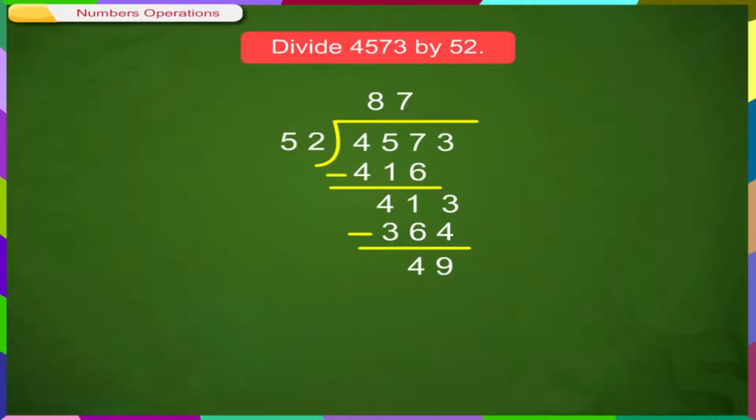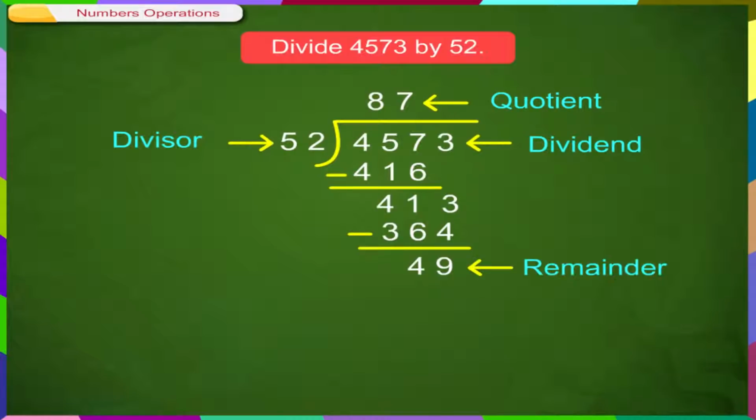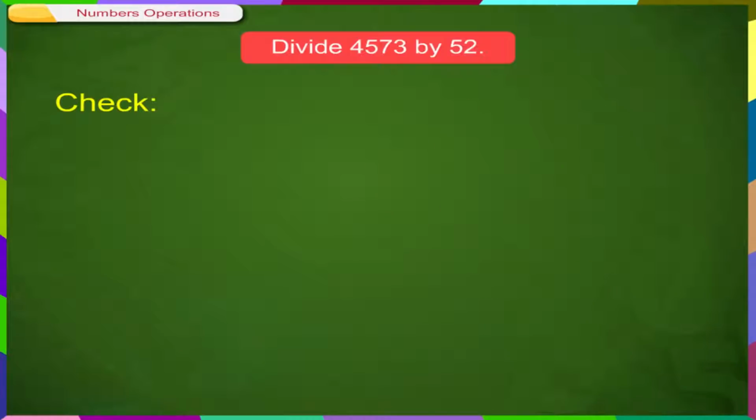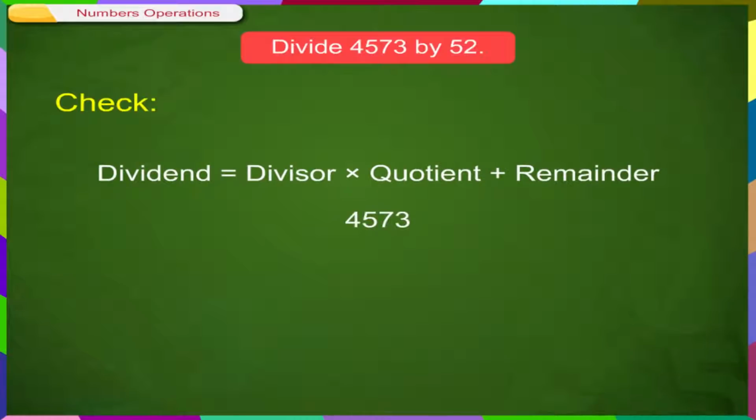Here we see that dividend is 4573. Divisor is 52. Quotient is 87 and remainder is 49. Let us now verify our result. We will use this relation to check our answer. Dividend is equal to divisor into quotient plus remainder. So, 4573 is equal to 52 into 87 plus 49 is equal to 4573. This means the division that we performed is correct.